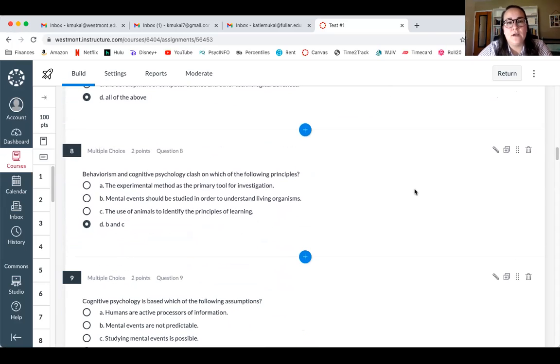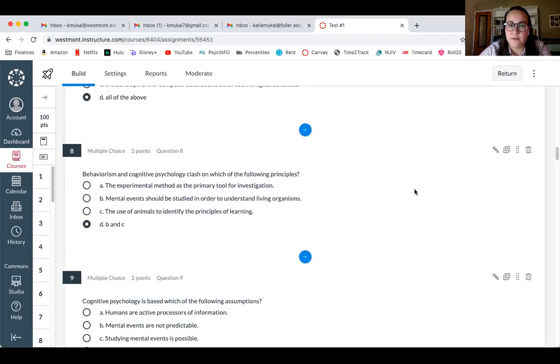For number eight, behaviorism and cognitive psychology clash on which of the following principles? So as you remember, they clashed on a lot. And so here, the right answer is B and C. The experimental method was actually one of the few things that these two schools of psychology agreed on.